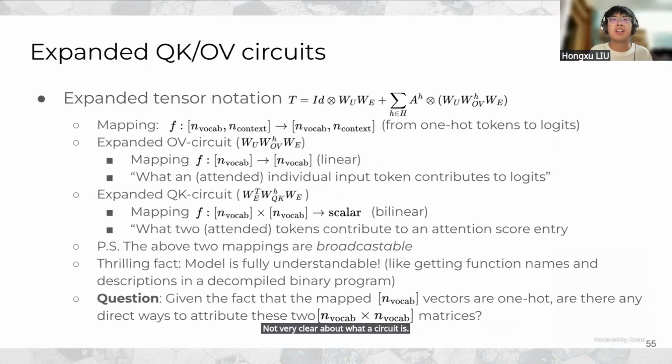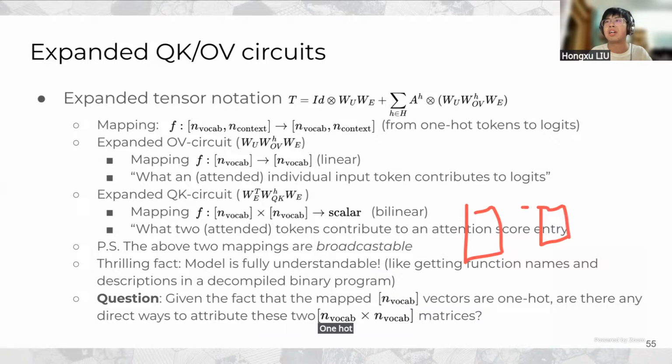Okay, I see. So maybe a circuit is a kind of data flow from something that we are interested in to another set of things that we are interested in. For example, the OV circuits, we can see that it is multiplied by the embedding, the output value projection matrix, and the unembedding. It is like a way, maybe I should start drawing, starting from the input one hot token vectors and going directly to the output logits.